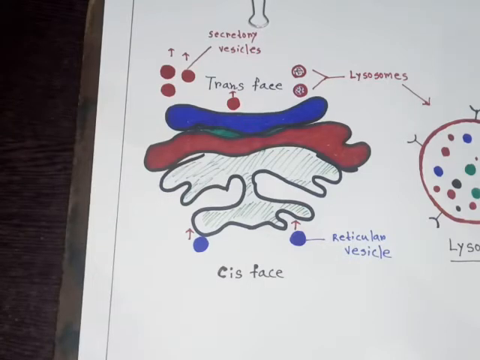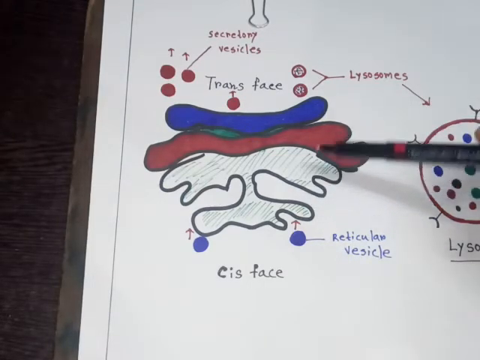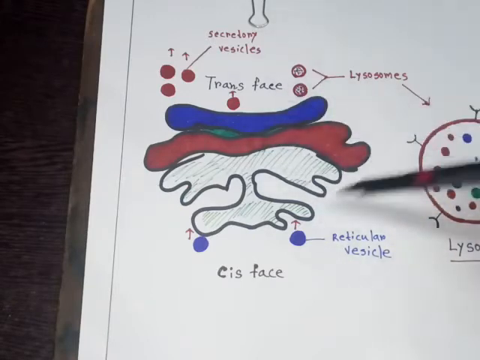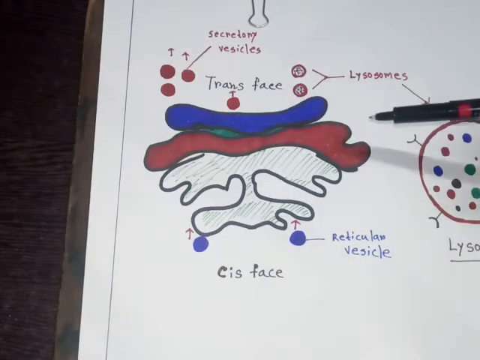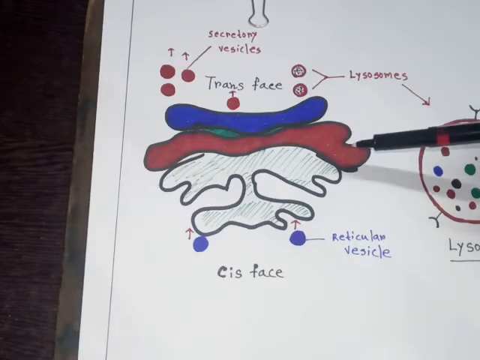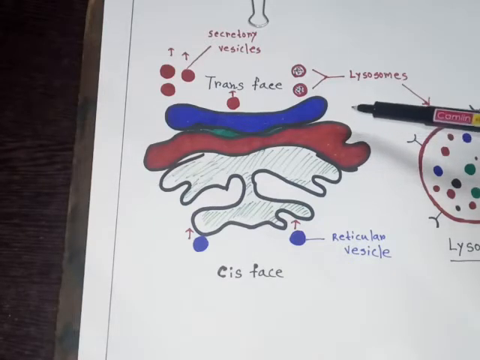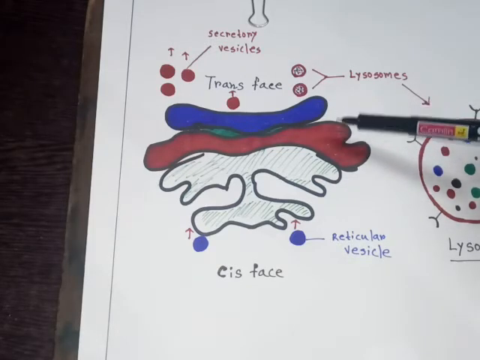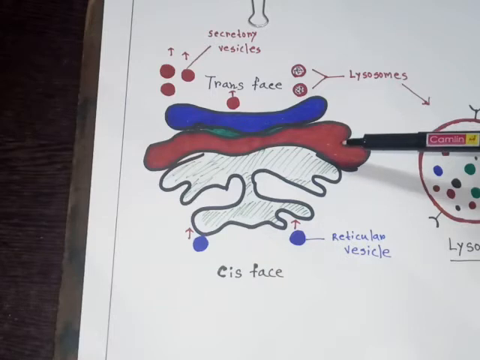Today I will be discussing the Golgi apparatus. Okay, so let's start. This is the Golgi apparatus, a very important cellular organelle. So where is it situated? It is situated in between the endoplasmic reticulum and the cell membrane. It means it connects the endoplasmic reticulum with the cell membrane.